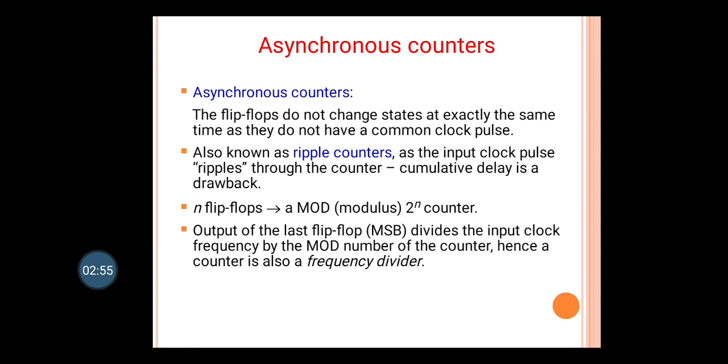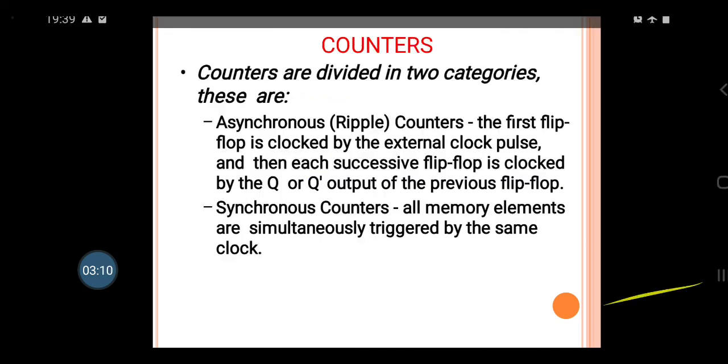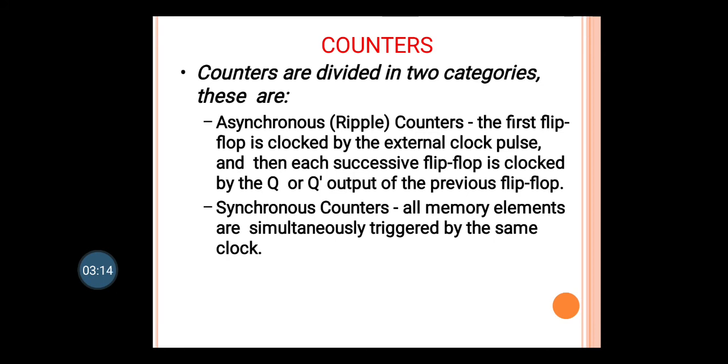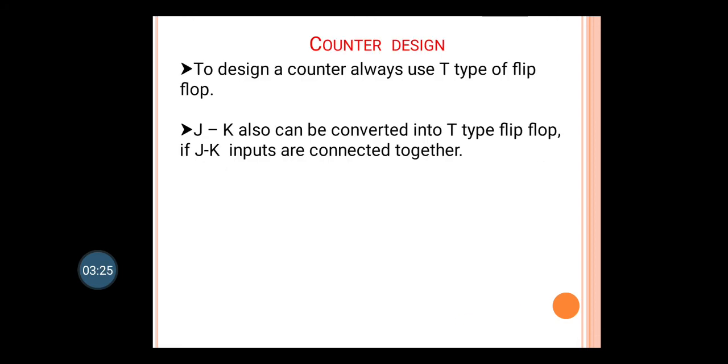In asynchronous counters, flip-flops do not change states at exactly the same time, so they do not have a common clock pulse. They are also known as ripple counters. The counters are divided into two categories, asynchronous and synchronous. Asynchronous are called ripple counters. In synchronous, all memory elements are simultaneously triggered by the same clock pulse.